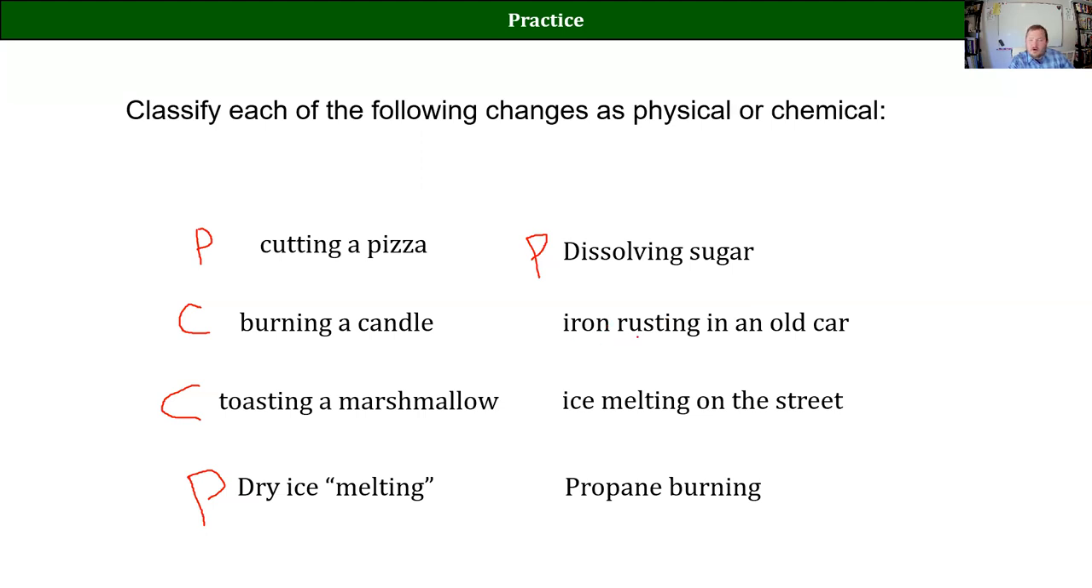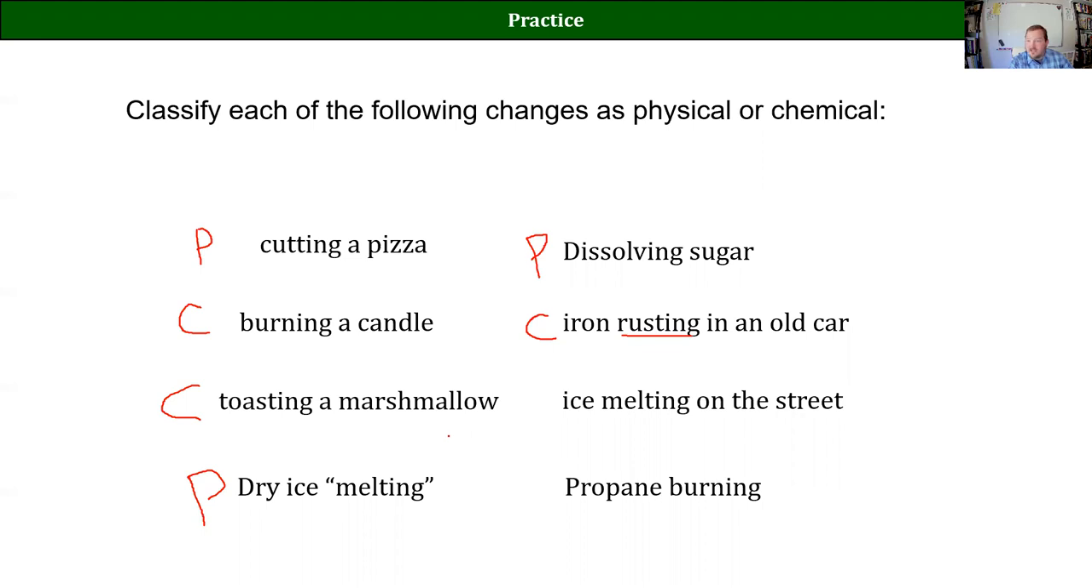Iron rusting in an old car. Chemical. I had 2 votes for chemical, 1 for physical. Yeah, if you apply enough voltage, you can undo oxidation on a car. But for the most part, when the car rusts out, you're better off cutting out the metal and putting new metal in or replacing the panels. Because you're actually taking iron metal and you're converting it to iron oxide. So rust, just like burning or toasting, rust or oxidizing is another key word that tells us it's chemical.